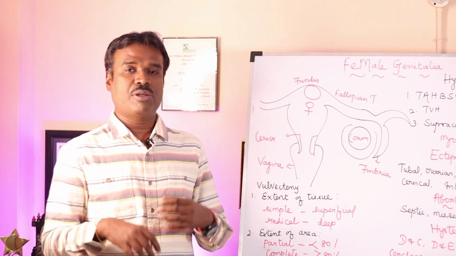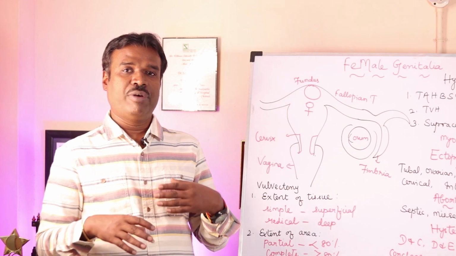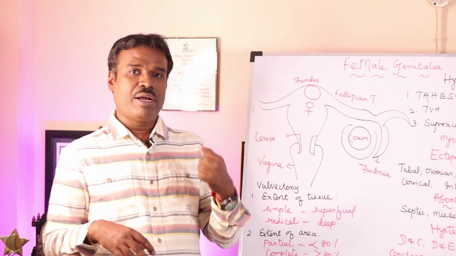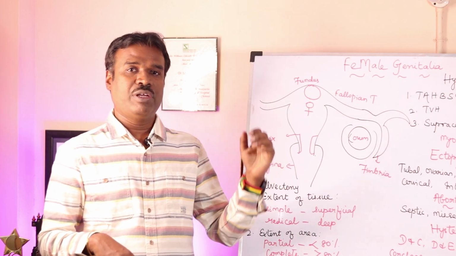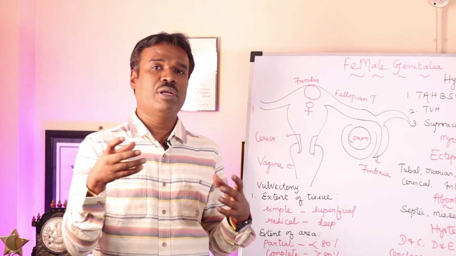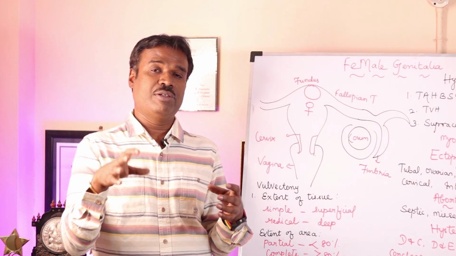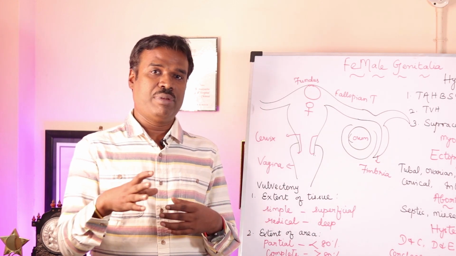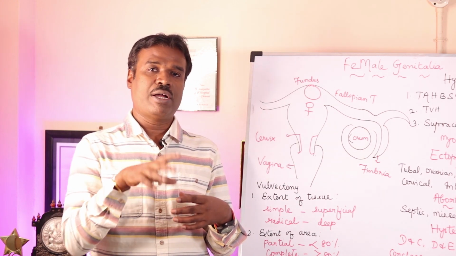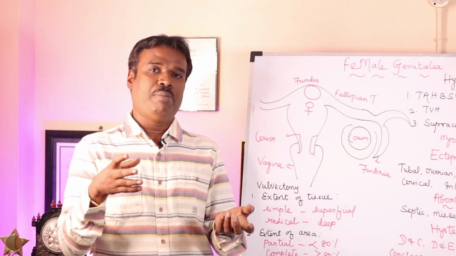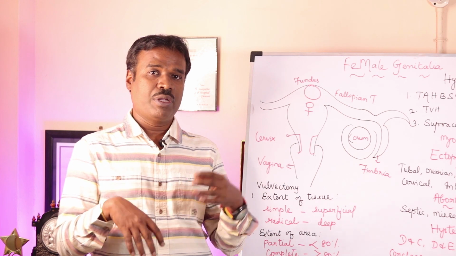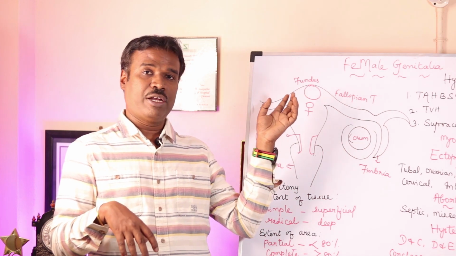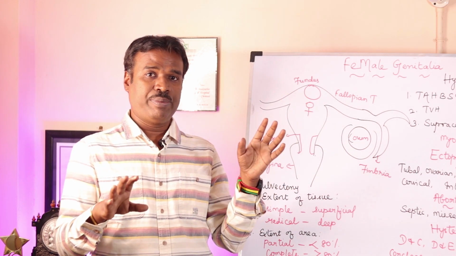So what happens normally at the time of fertilization, the fertilized ovum or the zygote gets implanted into the fundus of the uterus. It is called nidation or implantation. Now the cell starts multiplying, it becomes a blastula, gastrula, and then finally an embryo. So this is the normal site of implantation in a normal pregnancy.